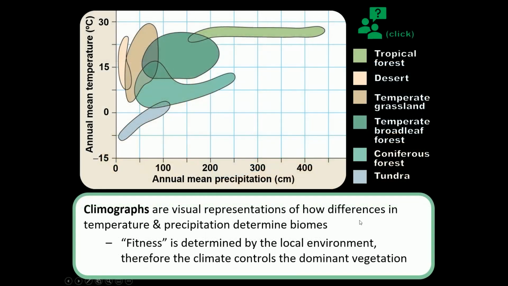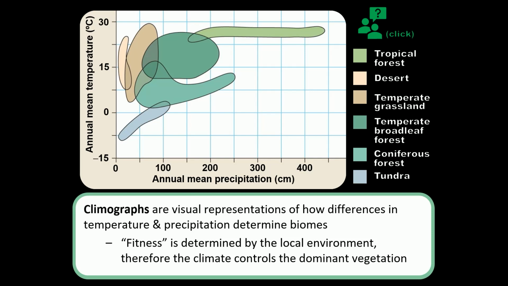So here is something called a climograph, and this will show up on your exam. So make sure you understand how this table is used. A climograph takes the two most important physical factors of an ecosystem and plots them on the x and y axis. So on the x-axis we have the annual mean precipitation. That's average annual rainfall, so the amount of rain that you get per year in centimeters. On the y-axis, we have the average mean temperature, so the average annual temperature in degrees Celsius.